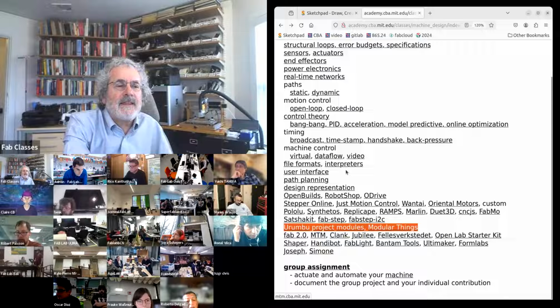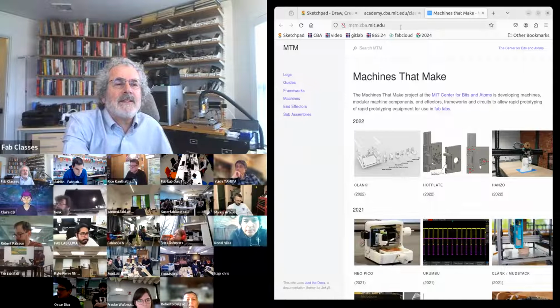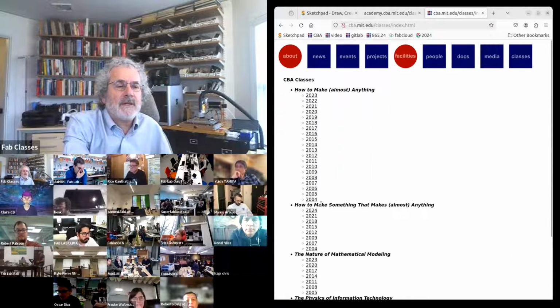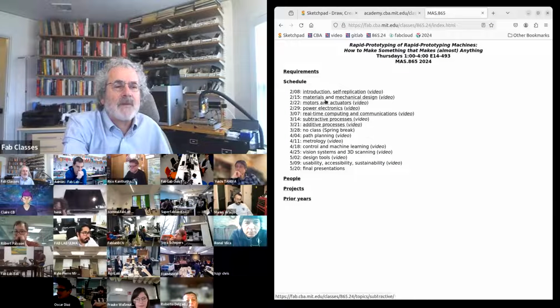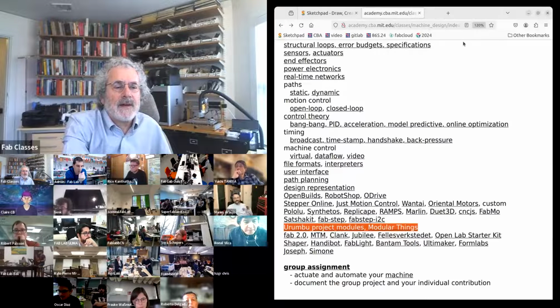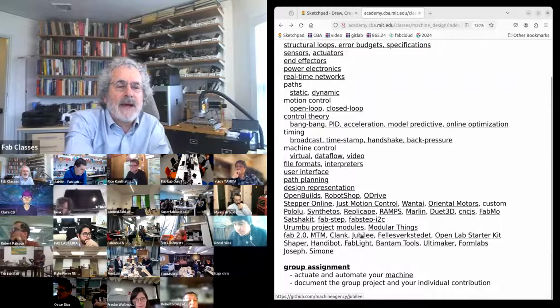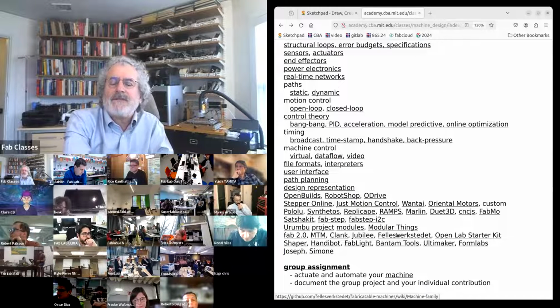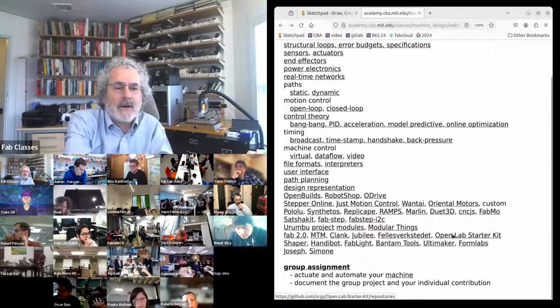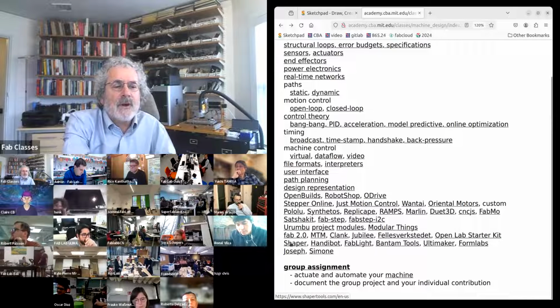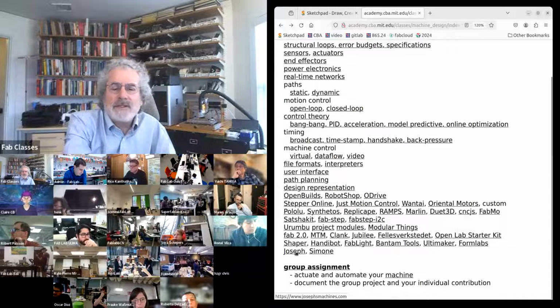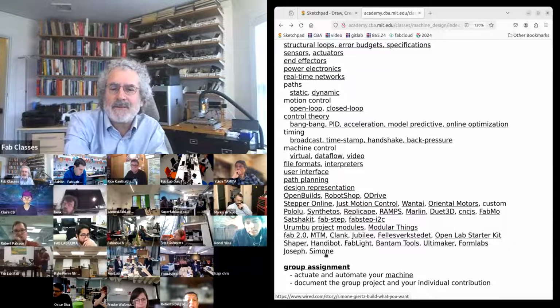Then from there, this is a site for, I periodically teach, and I'm currently teaching a machine building class at MIT, taking this last hour and unpacking it into a semester. Clank are machines from Jake, Jubilee from Nadia, Felis Werkstatt from Jens, Open Lab from Danielle are all families of machines. These are all commercial machines that spun off from Fab Labs. And finally, these are two fun machine builders that make machines that are not in any way useful, but that are always interesting that you can browse.